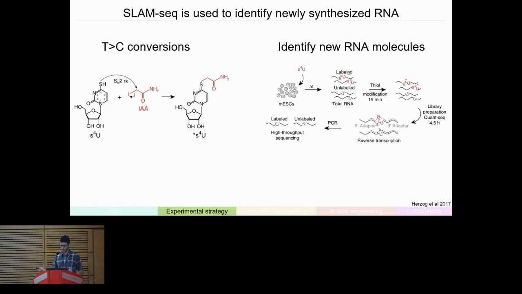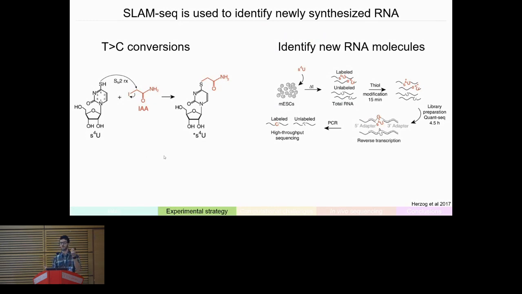Okay, so before I go into that, I just want to describe this technique called SLAM-seq very briefly. The way this works is you incubate the RNA with this 4SU, this uridine analog. It gets incorporated into a nascent RNA, and then you can induce a nucleotide substitution.